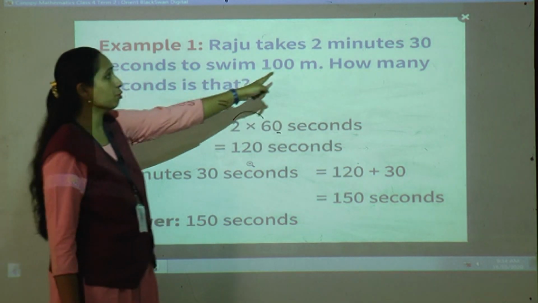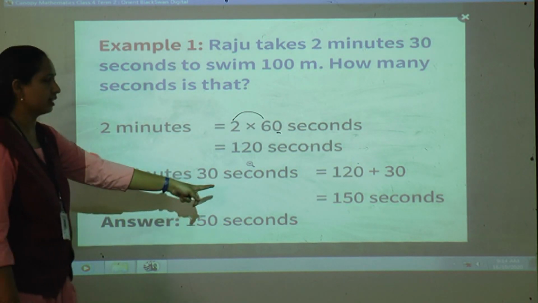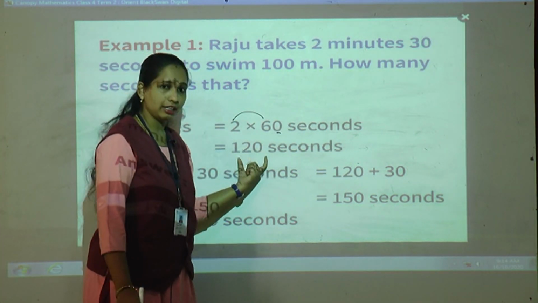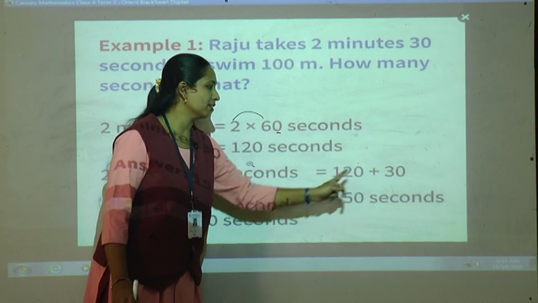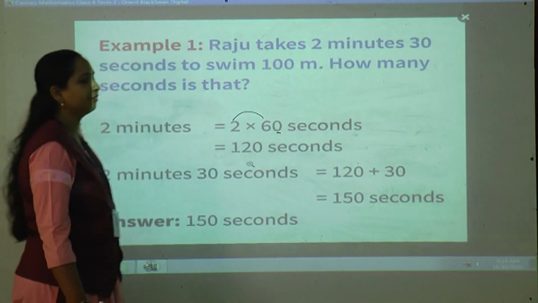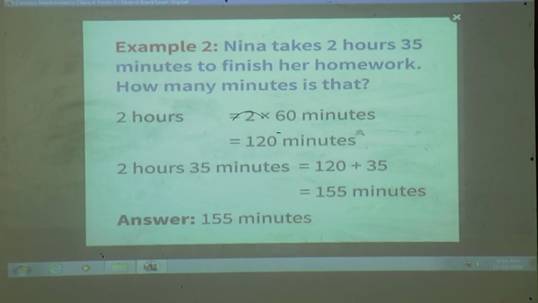Now 2 minutes 30 seconds, as they had given, is equal to 120 seconds plus 30. When we add both, we get 150 seconds. So what is the answer? How many seconds is that? Total 150 seconds. Clear? Very easy. Now see one more example, then you will understand in a better manner.